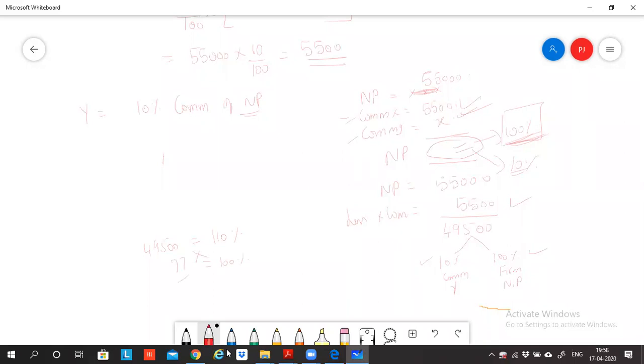Guys, this vegetable vendor technique is a life-saving item for you. It can help you in every place. So please understand this technique. If this 49,500 belongs to 110%, which is two people, then for only one of them, how much? What will be the answer? Cross multiply. So 49,500 into 100 divided by 110.